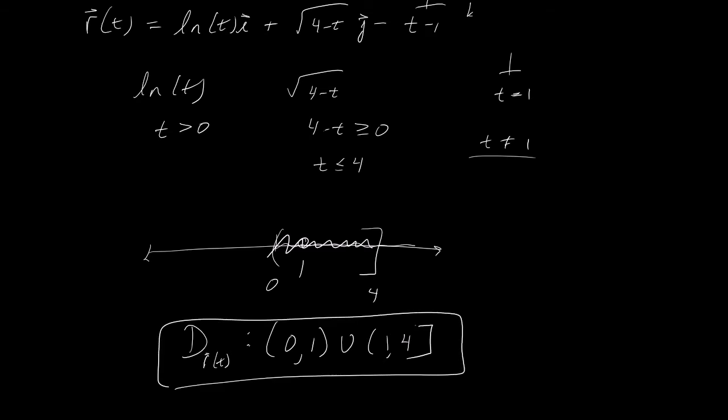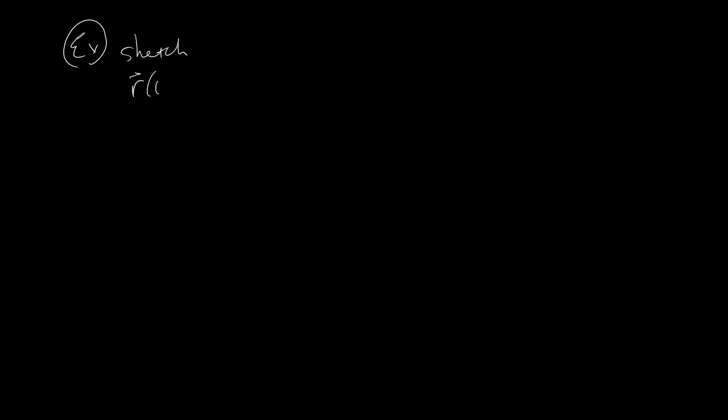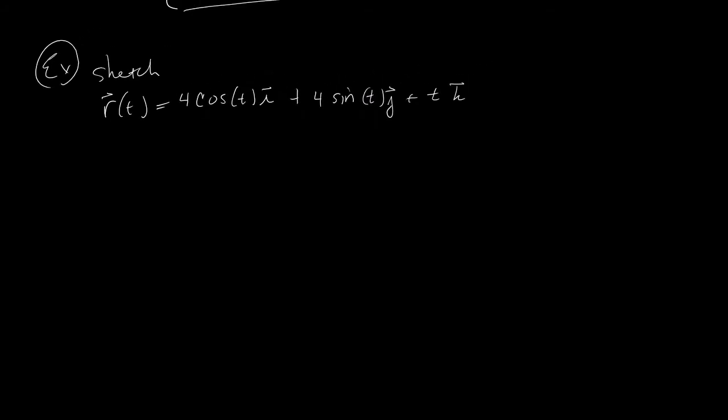Okay, so let's go ahead and sketch a vector valued function in R3. So let's sketch r of t equal to 4 cosine of t in the i direction plus 4 sine t in the j direction plus t in the k direction. And we're going to do this for t between 0 and 4 pi.